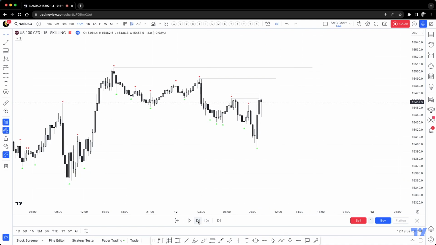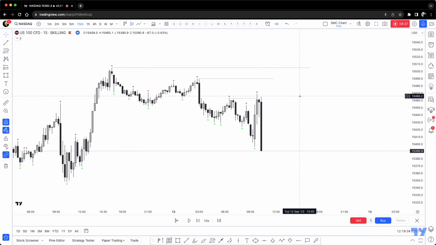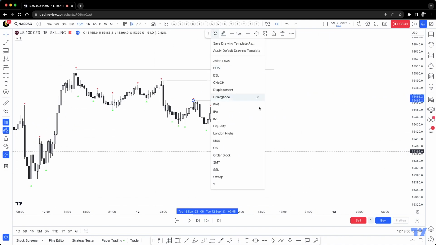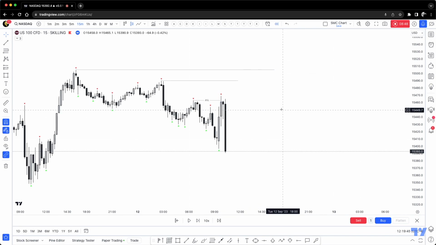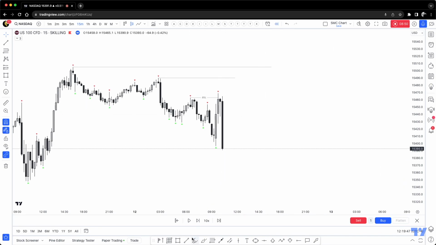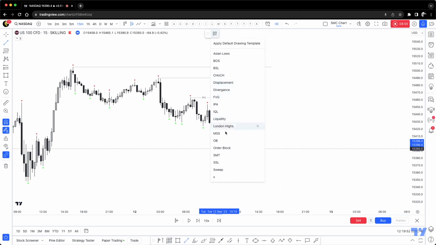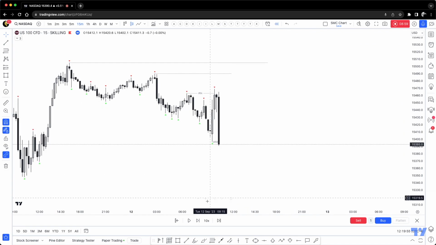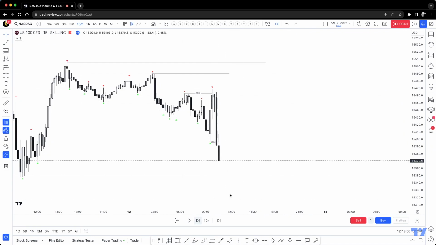All right, I see struggle. And now look at the displacement, strong displacements. Okay, so this is what we have right here. We do have that buy side liquidity. Price was swept. We have the strong sweep right there, and we are having a market structure shift right here. So let's see if it's going to continue to the downside or what.